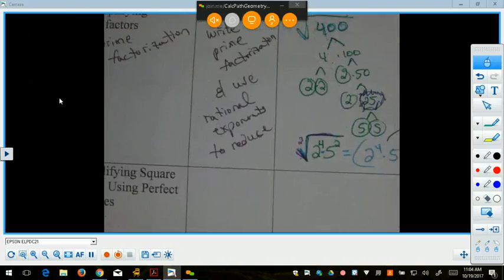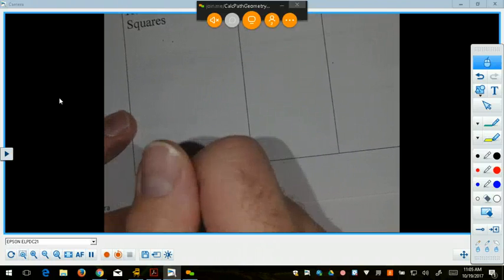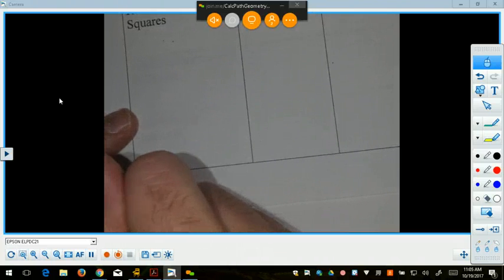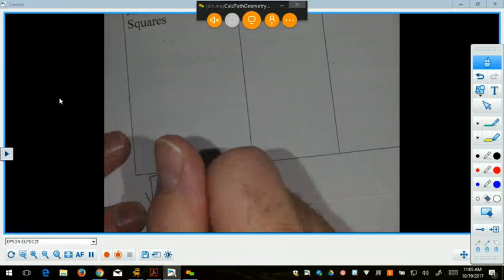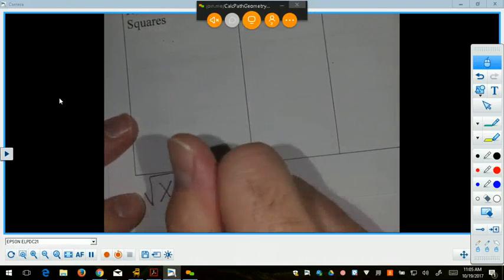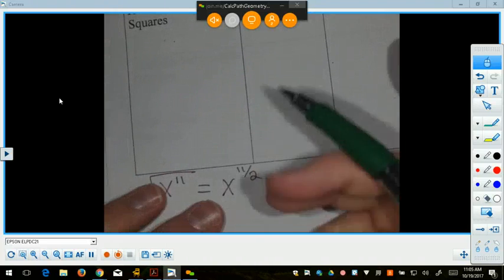So I'm going to put that at the bottom of this sheet because I didn't really show that. For things like this, if I have the square root of x to the 11th, that's really x to the 11/2. And how many times does 2 go into 11?